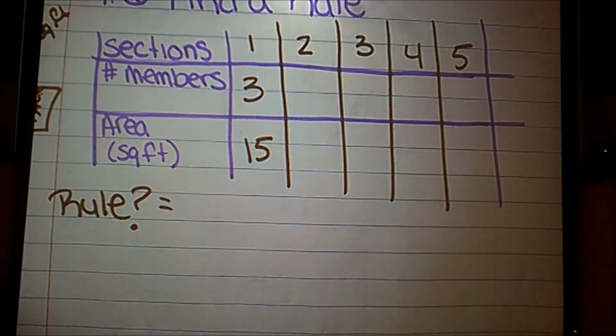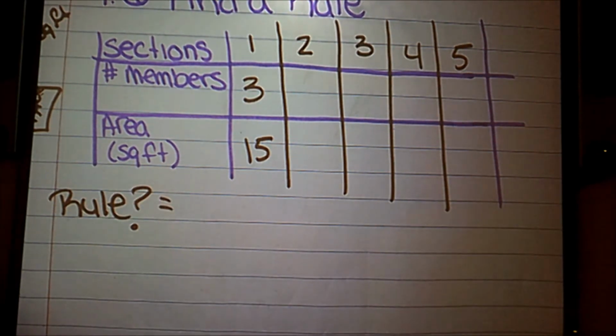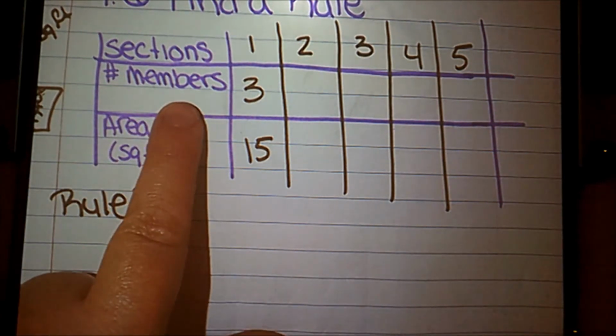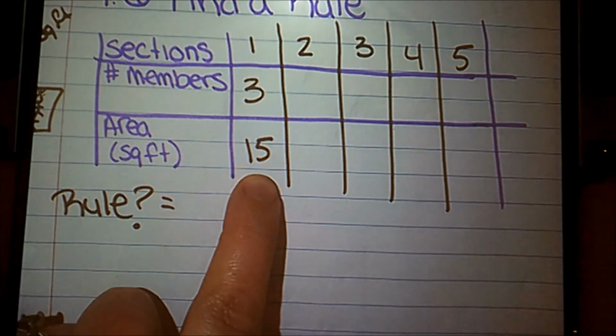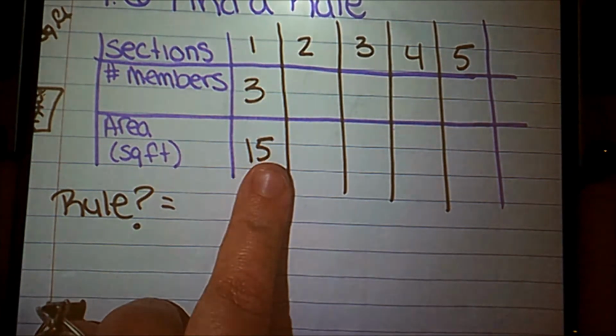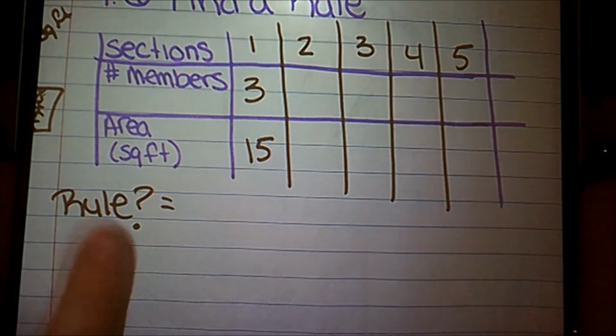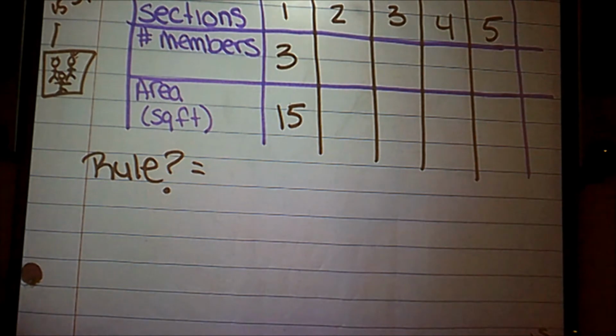So I'm going to finish filling out this table in order to help me figure out what my area is when I have 21 archaeological members. Right now I have 3, so that's not right. I need to get to 21 here, and then that's going to give me this answer. So I need to figure out a rule. I need to find the rule on how to figure this out.